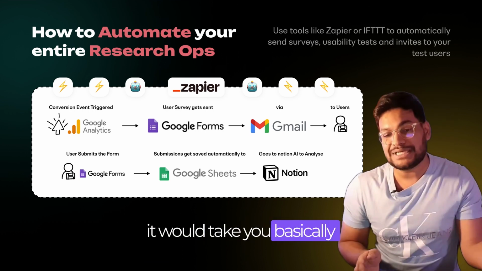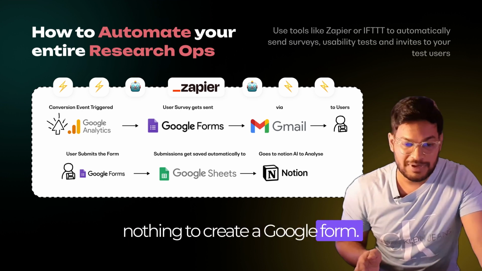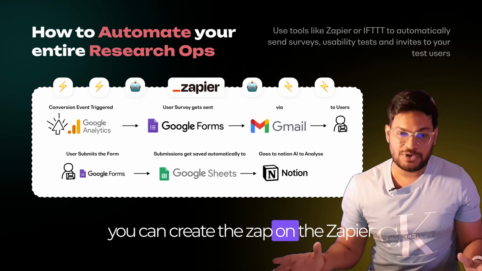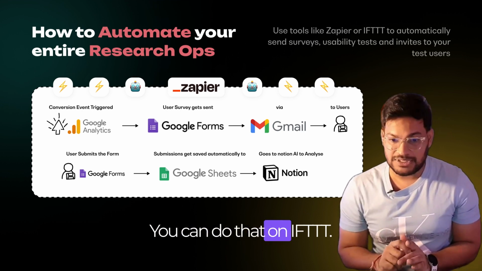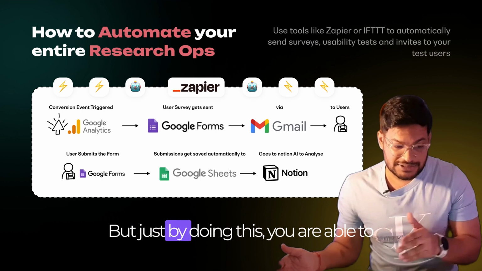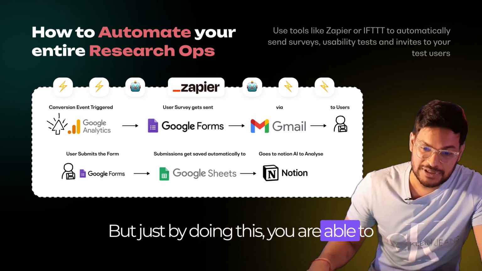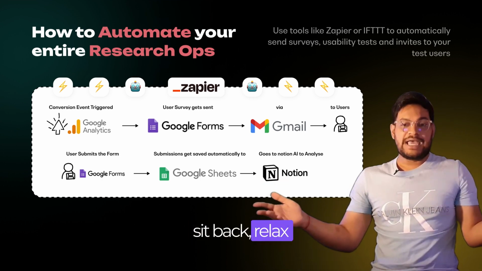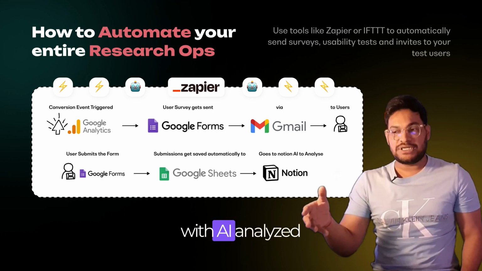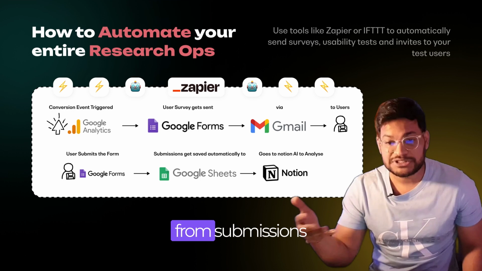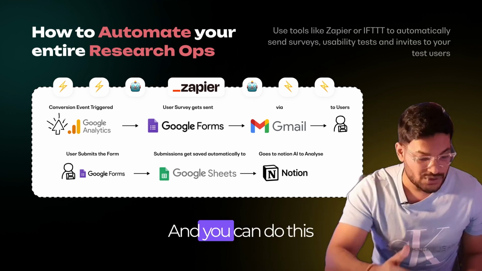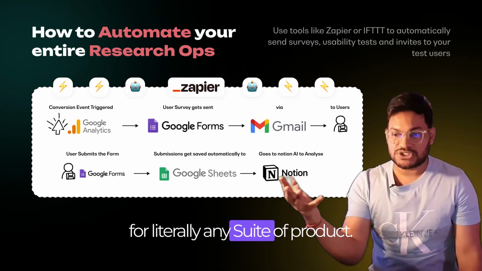It would take you basically nothing to create a Google form. And if you can just do that, you can create this zap on Zapier, or you can do that on IFTTT, or you can use any other tool to run this automation. But just by doing this, you are able to sit back, relax, and see your Notion get filled with AI analyzed form submissions from your users on a certain topic. How beautiful is that?